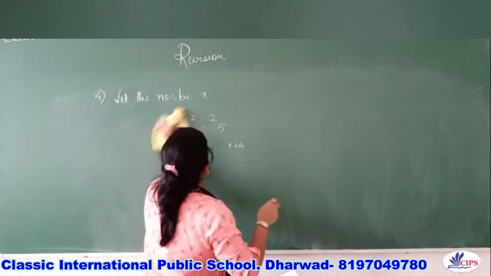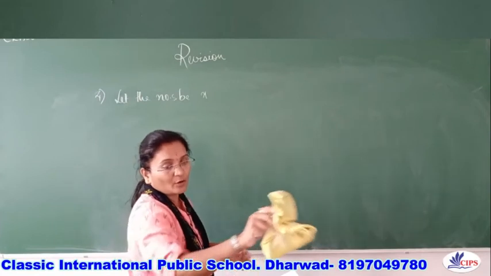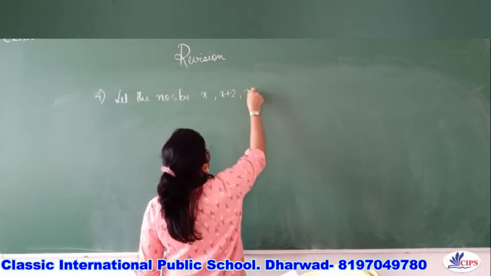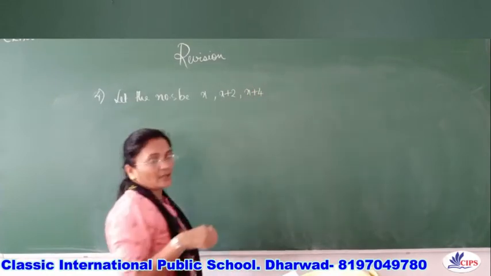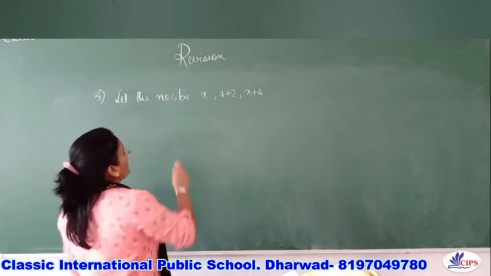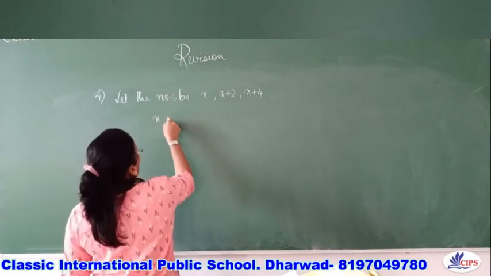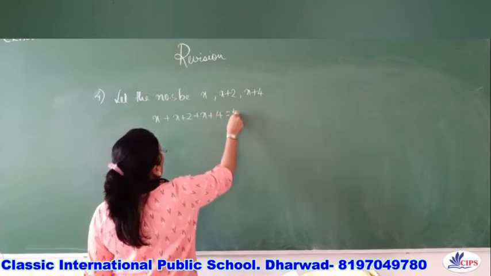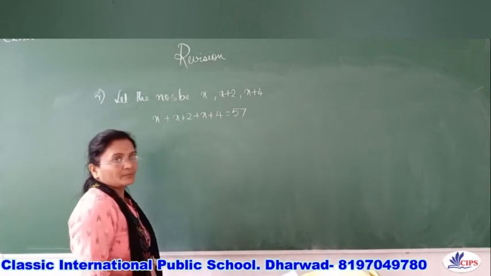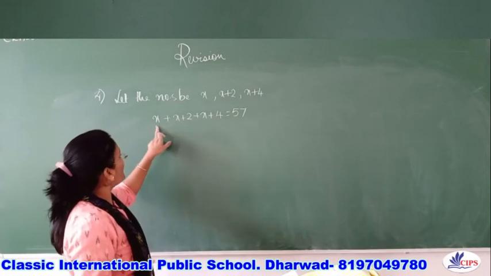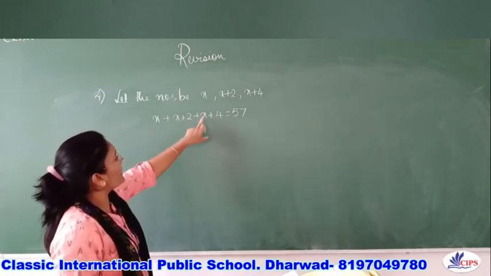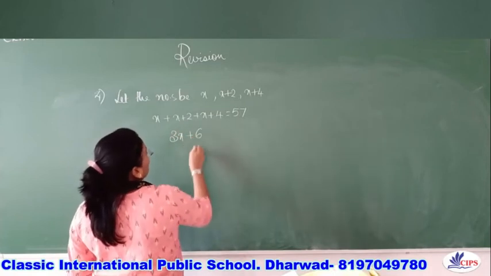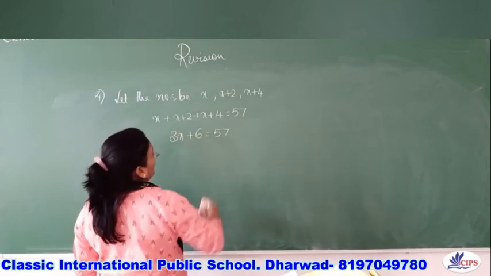Let the three consecutive odd numbers be x, x plus 2 and x plus 4. The sum of these three numbers is 57, they have told. So we will add this. x plus x plus 2 plus x plus 4 is equal to 57. Now let us add all the variables. x plus x is 2x, 2x plus x is 3x. Now 4 plus 2 is 6, is equal to 57.